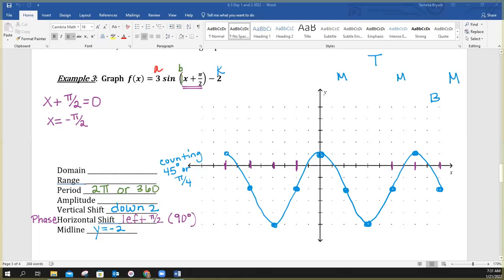So we don't need to add arrows to our graphs. So let's fill in our missing information. So my domain is -infinity to infinity, and that does not change. The lowest Y value is -5, and the highest is +1. So my range would be -5 to 1. And the amplitude is the distance from that midline, and that is 3.